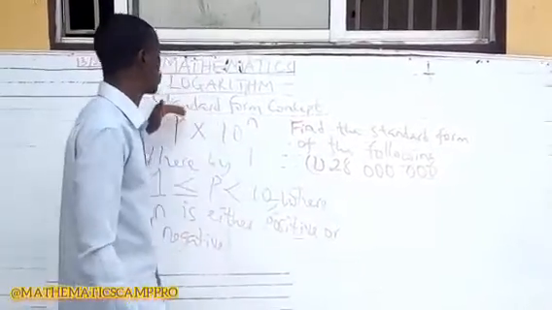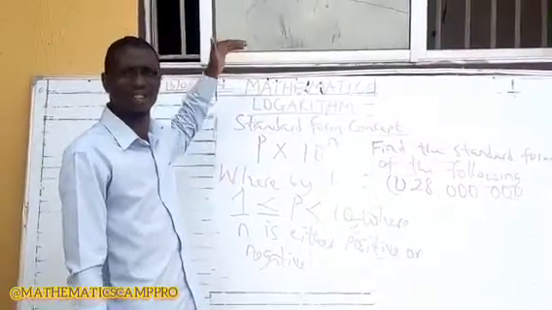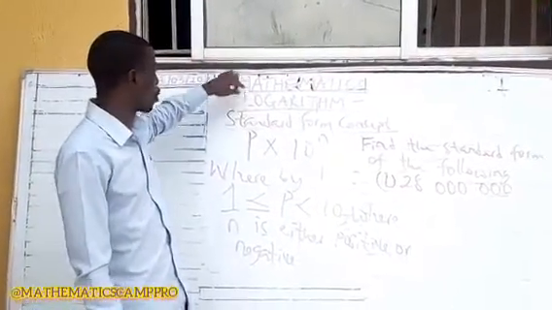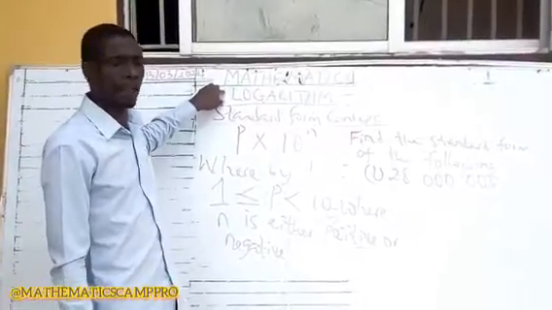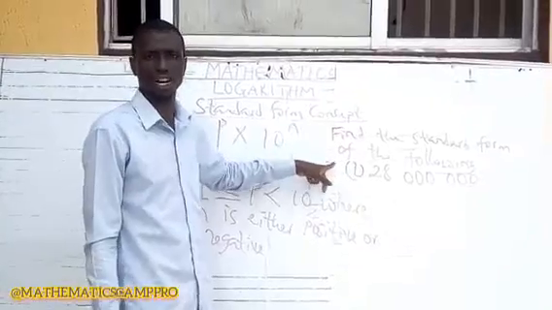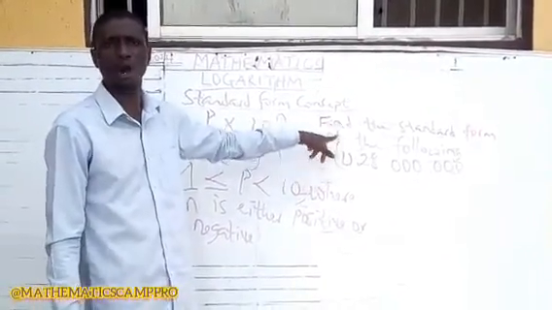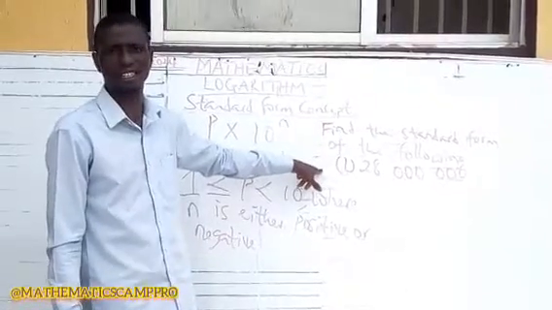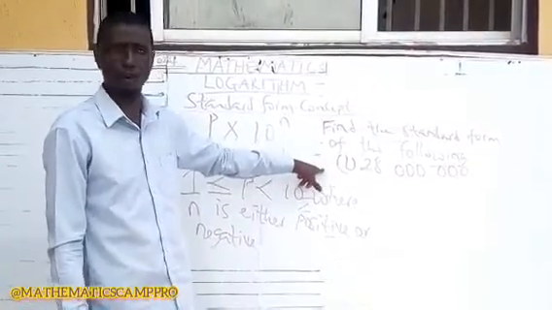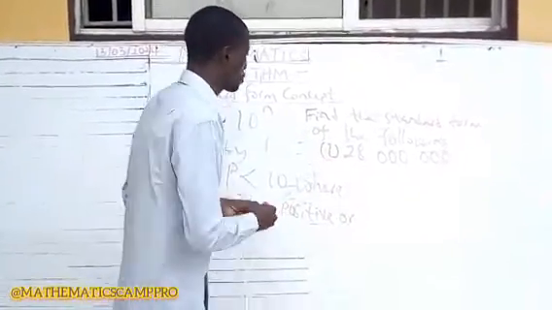Why are we starting with this standard form concept? I said earlier that it is the essential knowledge for you to understand logarithm, because there is a concept that I'm going to mention later, which is called the characteristic. This is one of the concepts by which you can understand your characteristics. I want you to follow me. Now we are asked to write the standard form of this 28 million.